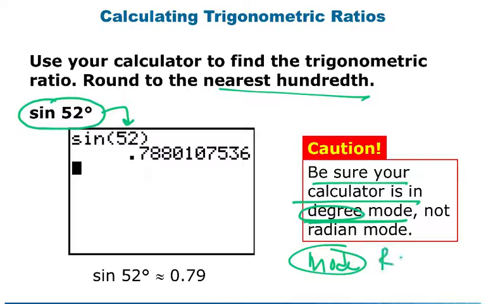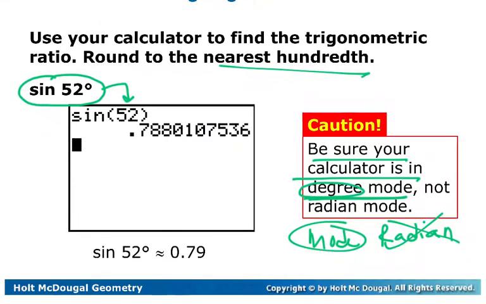And you're going to not have radian. Radian is your numbers 0 through 2 pi, but our degrees are 0 through 360, right? So we want to have degree selected. Because otherwise you're saying 52 radians, which we're not. We're saying 52 degrees, and so we want to make sure we're in the right mode to get that result back out.